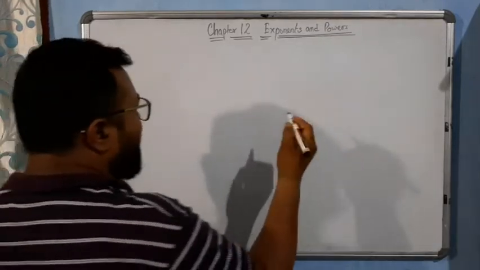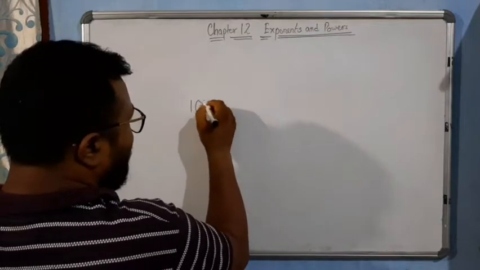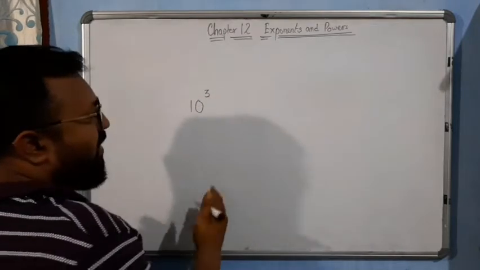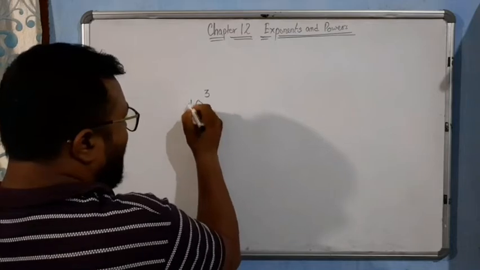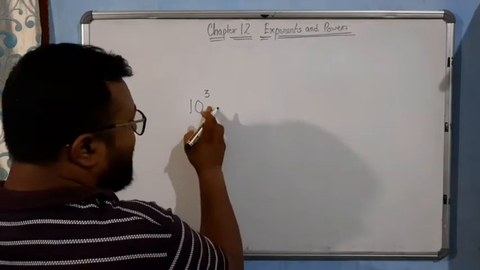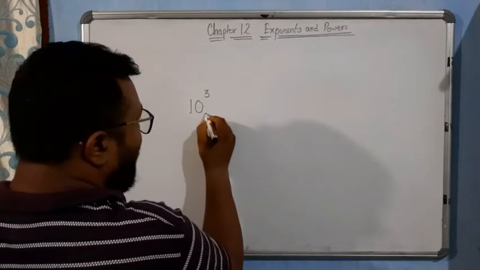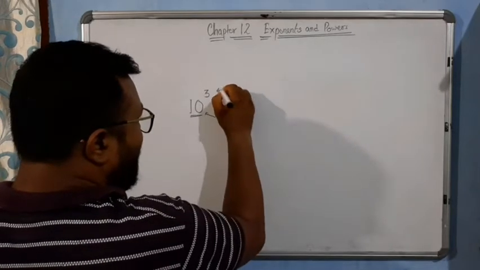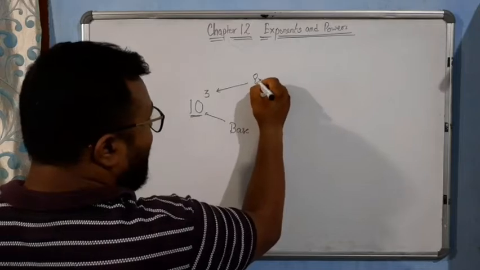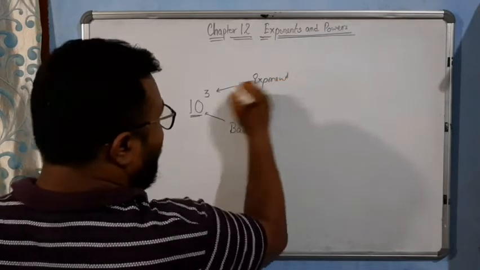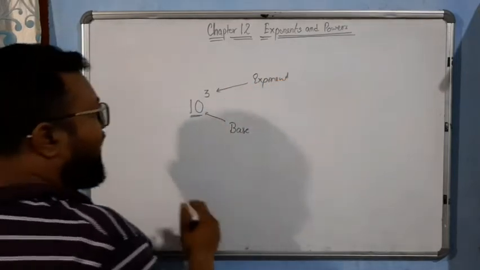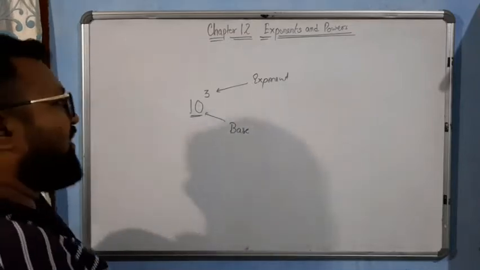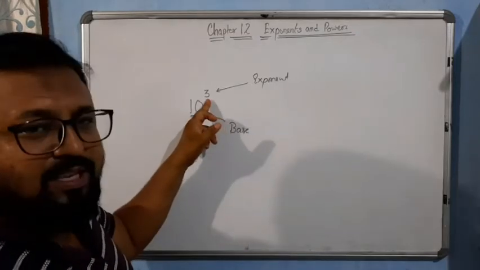Suppose I express a number like this, what does it represent? How will you call this one? We will say 10 raised to the power 3. Here, this number is known as the base, and this number is known as the exponent.